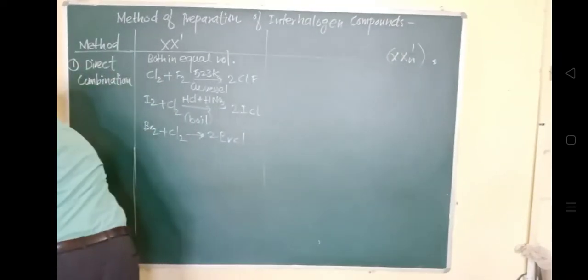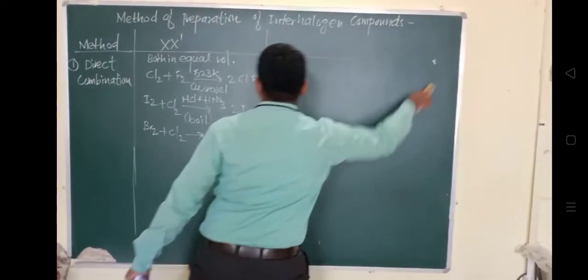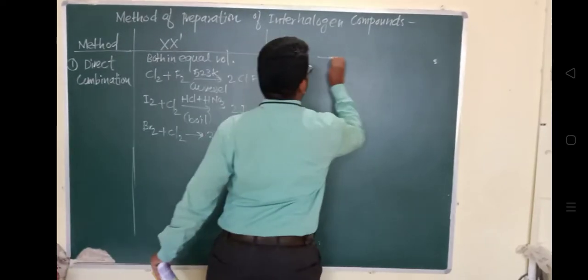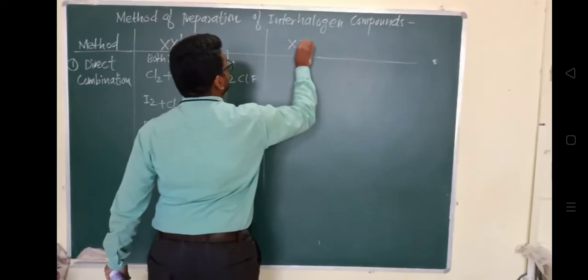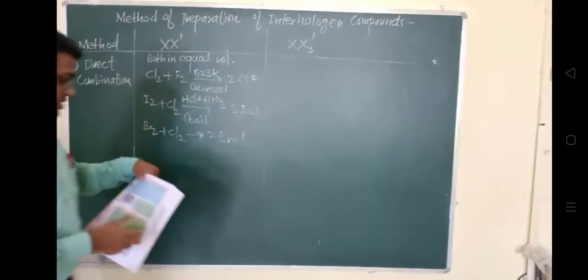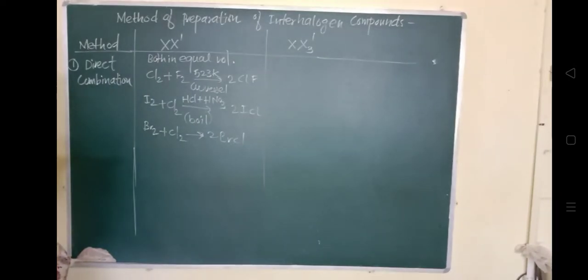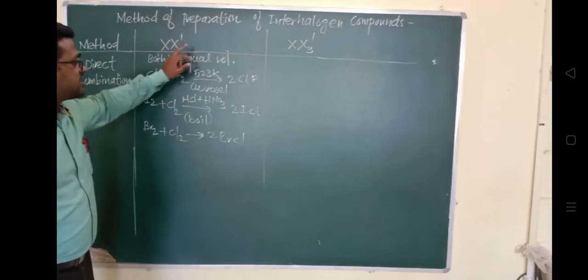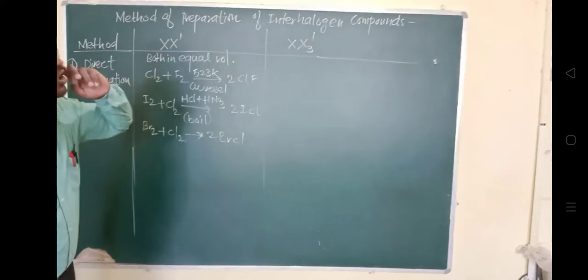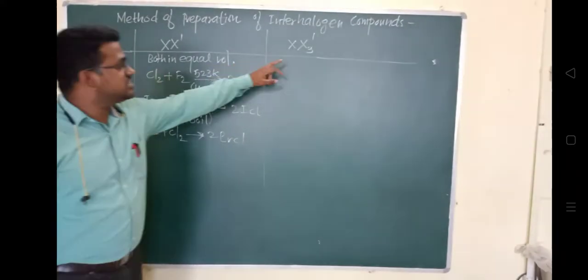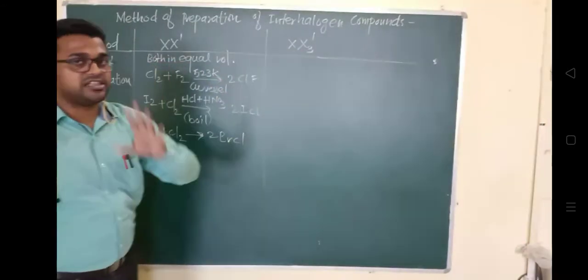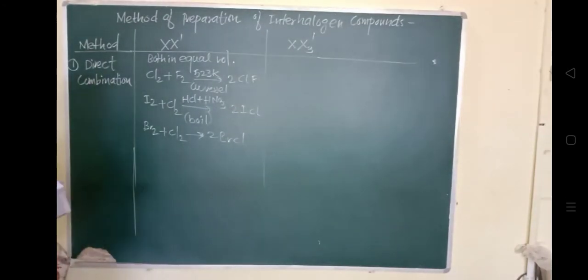The next direct combination is for another type of interhalogen, X X3 dash. Generally the total number of atoms is an even number, and the value of n in X X n dash is always odd. That is also described in a previous video. You have to refer to the previous video, then only will you understand how the formation of the interhalogen compounds takes place.